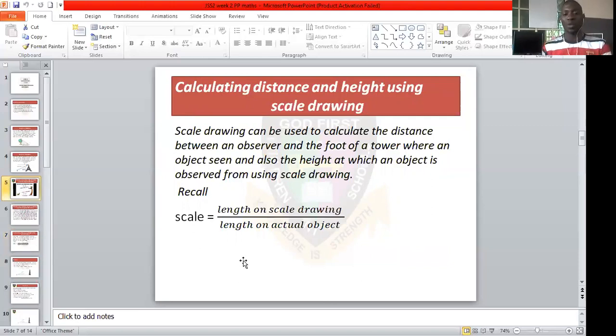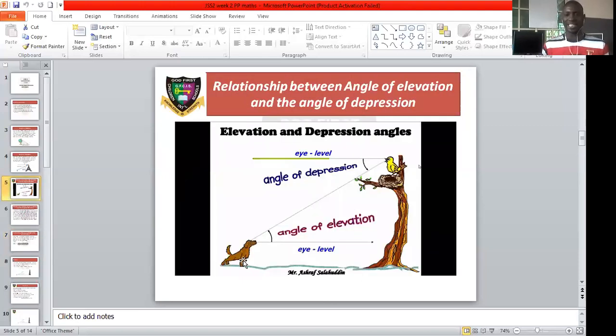The point at which the dog is and the foot of the tree, there's a distance. The bird is on the tree. So there's a distance between the point where the dog stands and the foot of the tree. What we are talking about as height is from the foot of the tree, from the ground level, to the point where the bird is on the tree. So the distance from the point where the dog stands to the foot of the tree is the distance. And we have the height.